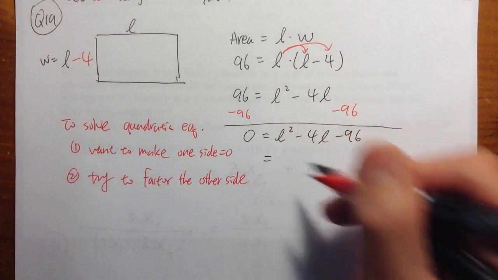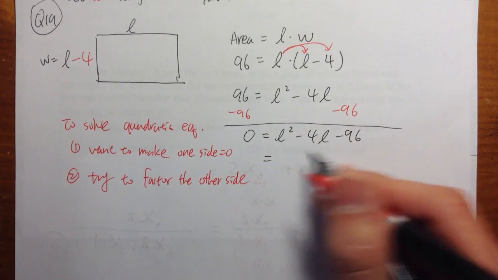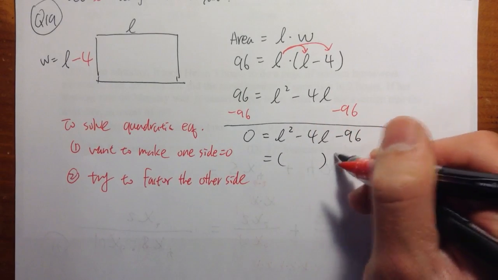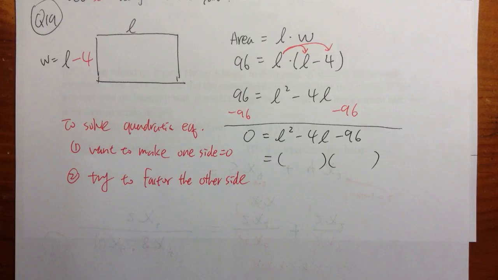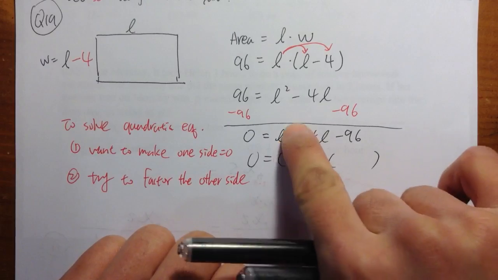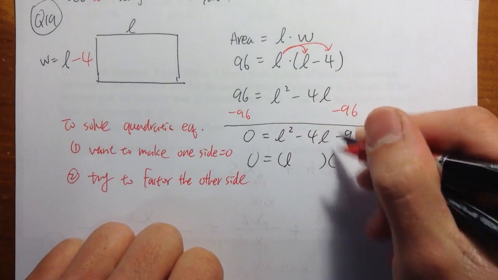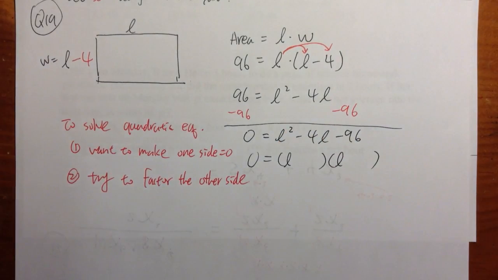Okay, and then the second step is we're trying to factor out this side. So again, let's get ready by putting two parentheses. And then I still have the 0 right here. Let me write that down as well. So what times 12 will be L squared? Again, L times L will be L squared.